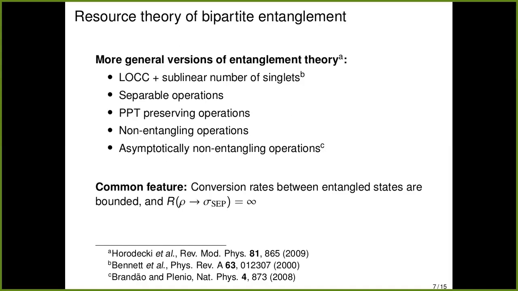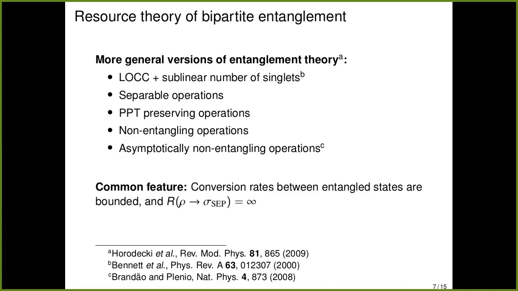If you have two entangled states, rho and sigma, and you look at the asymptotic conversion rate, then it's always bounded. That essentially means that each of those leads to a non-trivial theory of entanglement, because the rates are bounded. The rate to go from rho into a separable state is infinite, which just means that separable states are free in that theory.